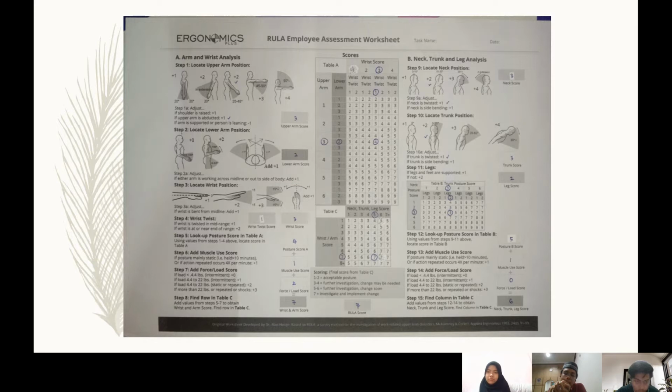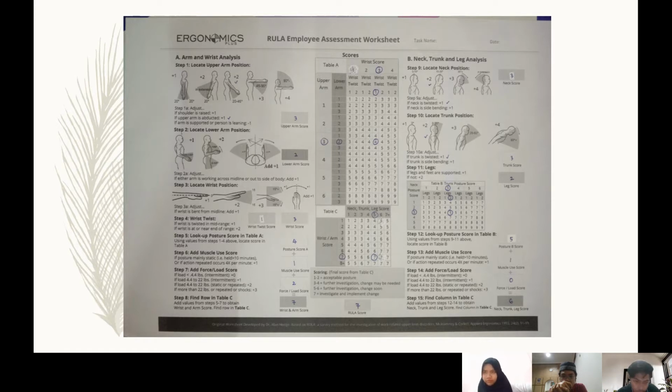Moving on is the fifth step, which is the lookup posture score in Table A. We have obtained the score of 4, and the score is rated from step 1 until step 4 that we have obtained before. So the arm and wrist position influence the cashier's posture during their working time, and whether it can cause the cashier fatigue or is well during their working time.